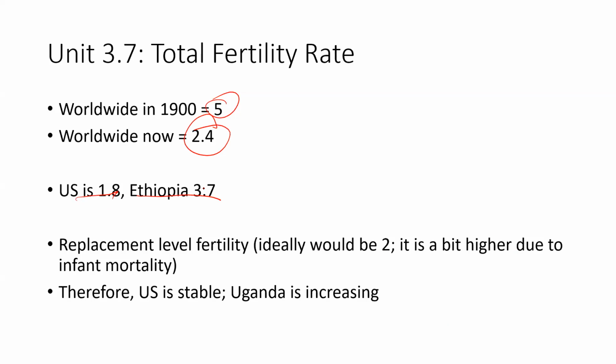Replacement level fertility, ideally it would be 2. It's a bit higher due to infant mortality, and I meant this to be Ethiopia. I switched halfway through and used Ethiopia instead of Uganda because I could get better, more current information, like 2017 instead of the Uganda stuff, which I think was 2010. So therefore, based on these numbers, US is stable, Ethiopia is increasing.